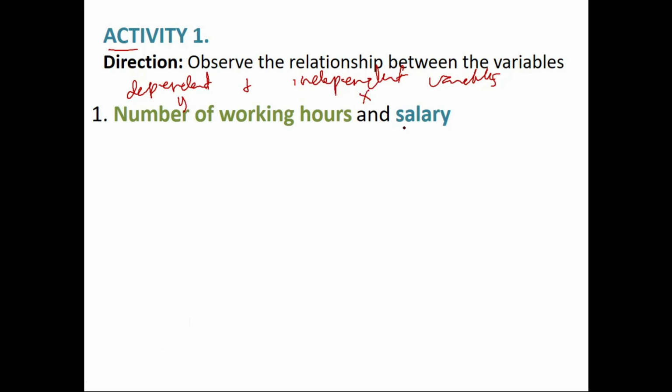So number 1, the dependent variable here is the salary, and the independent variable here is the number of working hours. Your salary will always depend on the independent variable, which is the number of working hours. Kaya siya tinawag na dependent variable kasi siya yung magdedepende. Magdedepende yung value niya sa independent variable. So sa number 1, magdedepende yung salary mo sa kung ilang oras ka nagtrabaho.